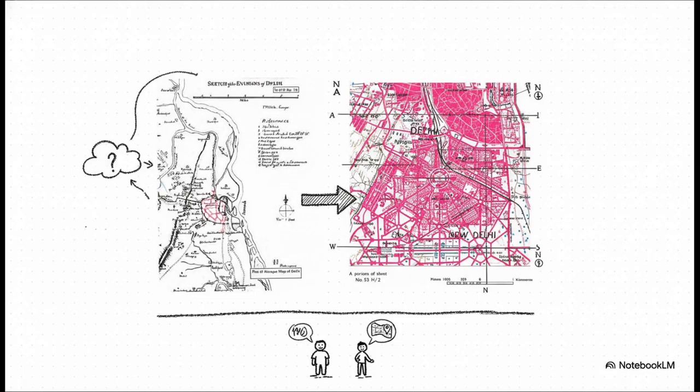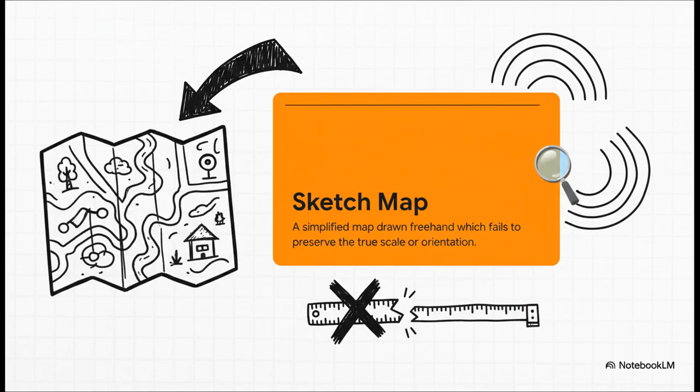But on the right, that is a proper map. It's precise, it's accurate, every single road is exactly where it's supposed to be. You see that huge difference? So that drawing on the left, that's what we call a sketch map. The two big words to remember here are freehand and fails to preserve true scale. It's just a rough idea, not an accurate picture of reality.